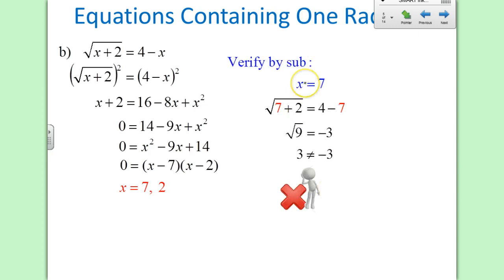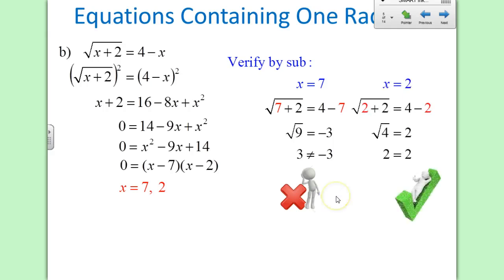When I check it by substitution, I go x equals 7. That doesn't work. 7 plus 2, square root of 9, is 3, which doesn't equal minus 3. Doesn't work. Done. Check the other answer by substitution. Whoopsie. Check the other answer by substitution, and it works.